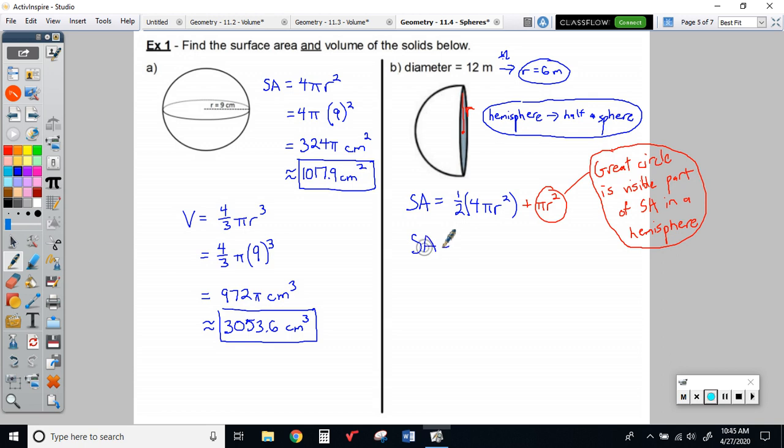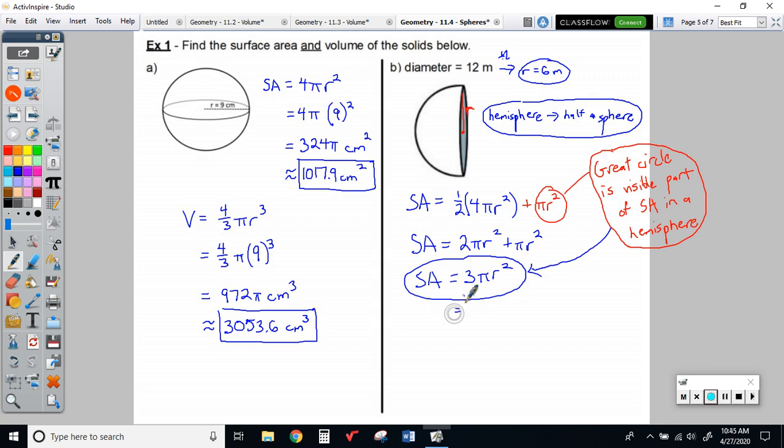So surface area is going to be half of 4, so that's 2. So 2 pi r squared plus pi r squared. Here's your shortcut formula. There's 3 pi r squared. So surface area is 3 pi r squared. You may want to circle that or highlight that. That is something you're welcome to use as a hemisphere surface area shortcut formula.